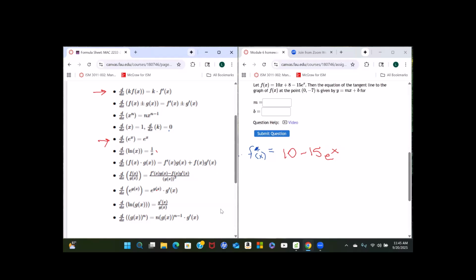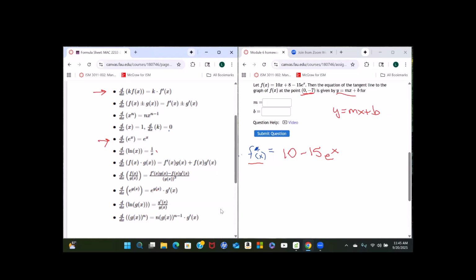Now it says the equation, and it says y equals mx plus b. I need y equals mx plus b. What does this give me? And it wants it at this certain point. What does the derivative tell me? I took the derivative. What do I get from the derivative?